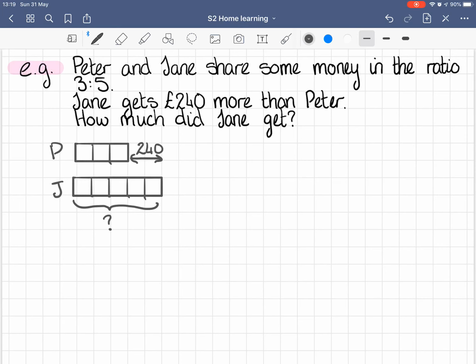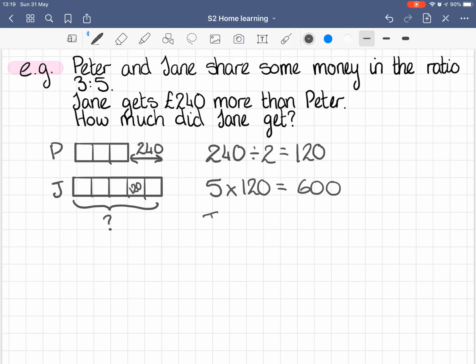So, if this missing section is £240 and that's the same as 2 parts, I can work out 1 part by doing 240 divided by 2, which is 120. So that means that one of these parts is worth 120. I can see Jane has 5 parts. And if each of those are £120, then altogether Jane will have £600.